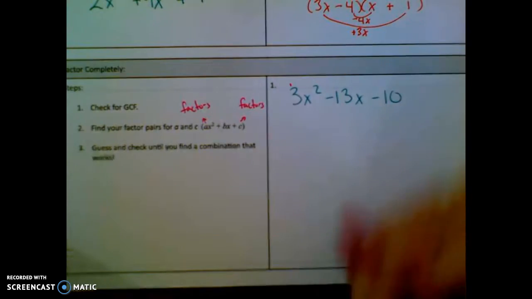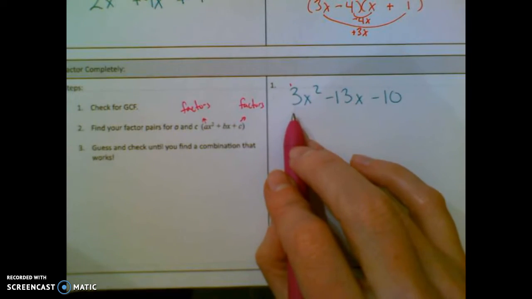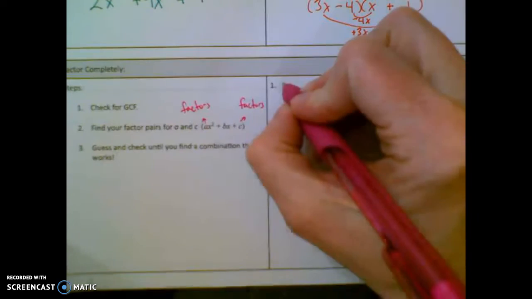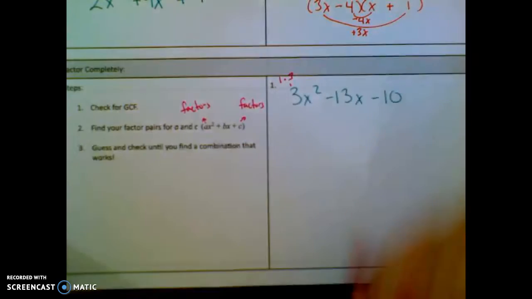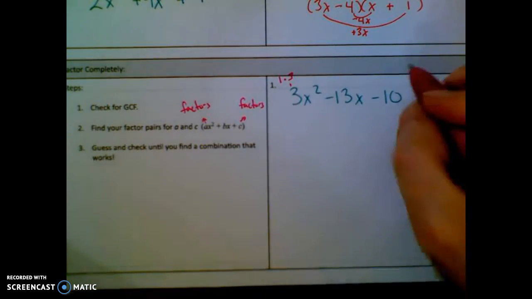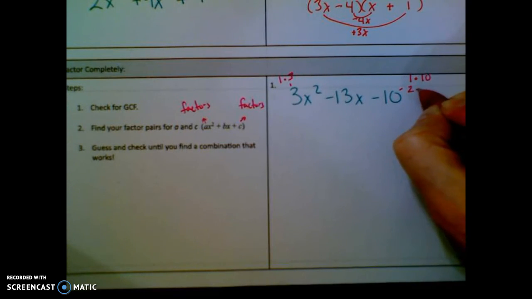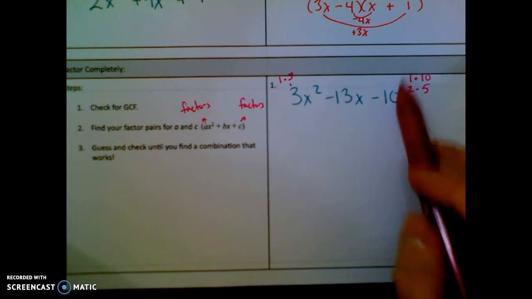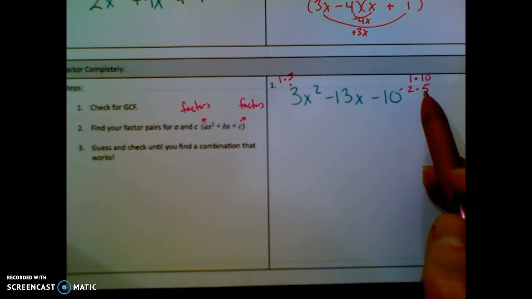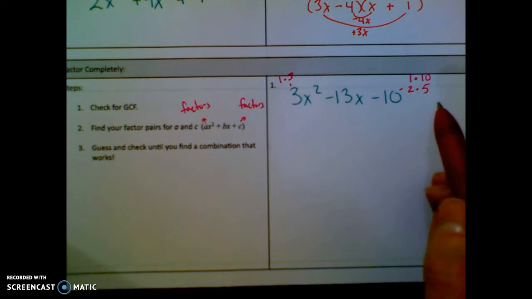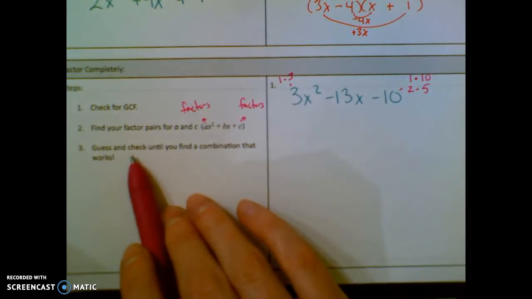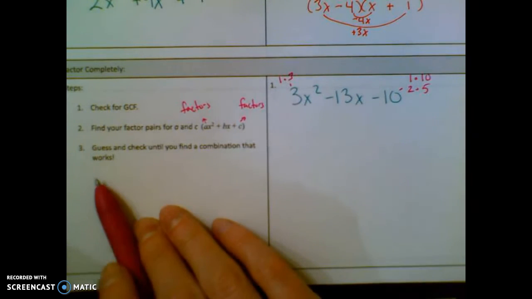So I'm going to go up here to my example, and what multiplies to be 3? Well, that's only 1 times 3. What multiplies to be 10? Well, that could be 1 times 10 or 2 times 5. So I do have a couple different combinations there as opposed to just one. Okay, then we are going to guess and check until you find a combination that works.